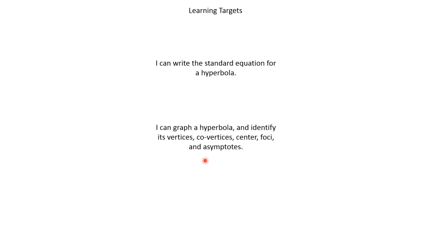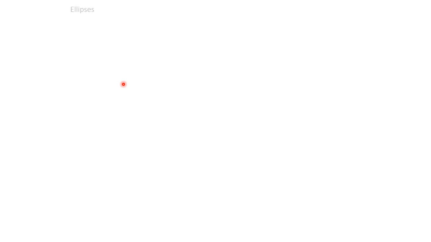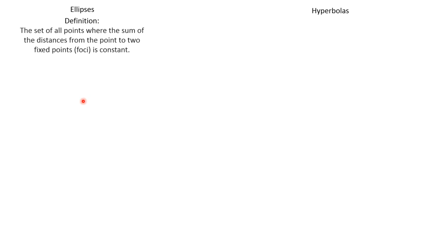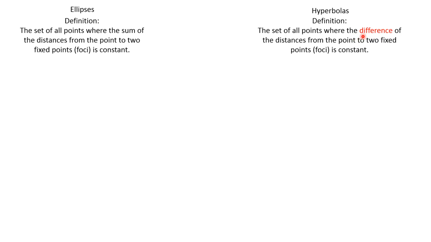So, let's look at the similarities between ellipses and hyperbolas. First of all, the definitions. If we recall the definition of ellipses, it's the set of all points where the sum of the distances from the point to two fixed points, foci, is constant. The hyperbola definition is the set of all points where the difference of the distances from the point to the two fixed points is constant. So instead of adding the two distances together, we're going to subtract them. That's the only difference in the definition.